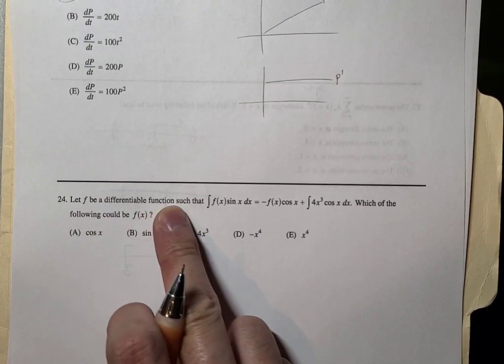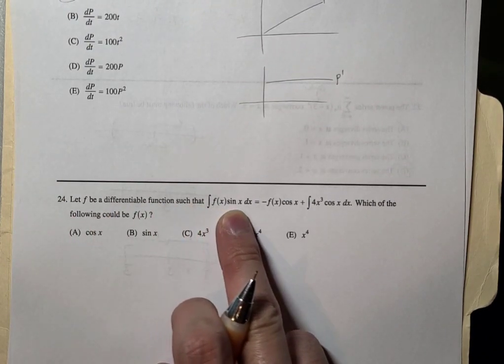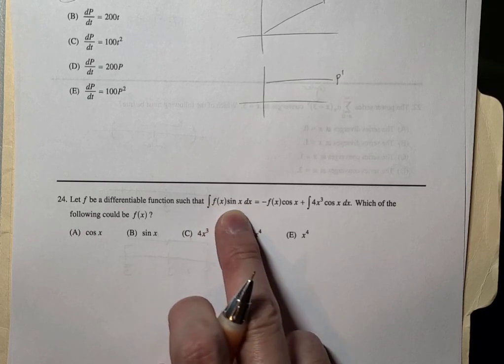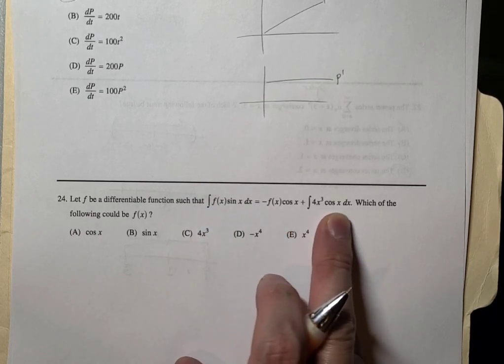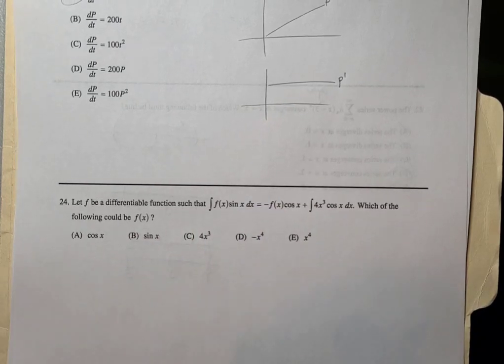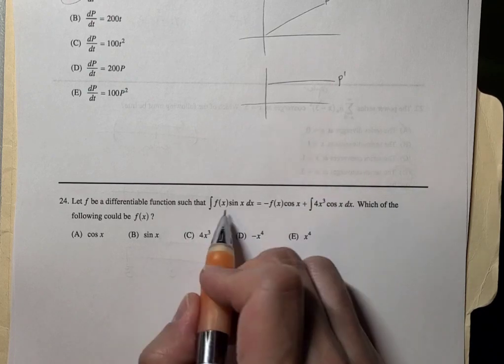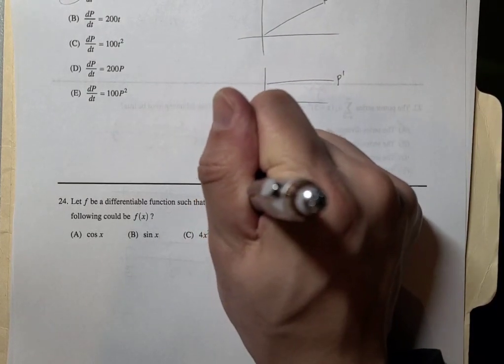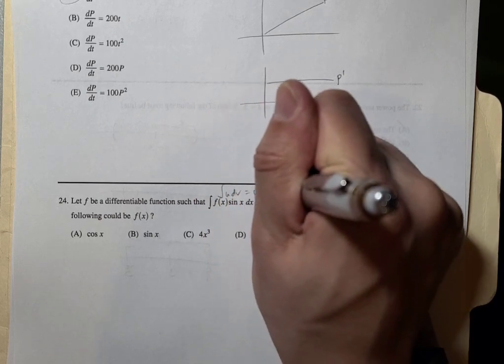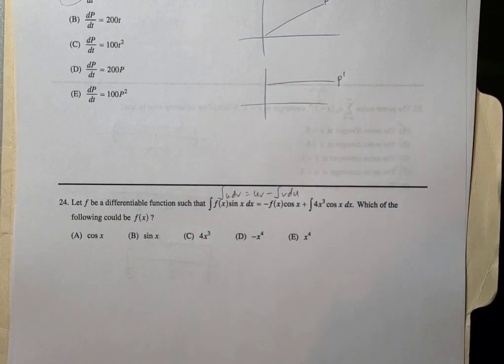Let f be a differentiable function such that the integral of f of x sine x dx is negative f of x cosine x plus the integral of 4x cubed cosine x dx. Which of the following could be f of x? This should look like integration by parts. Hopefully you're able to recognize that. So remember what integration by parts is: the integral of u dv is uv minus the integral of v du.